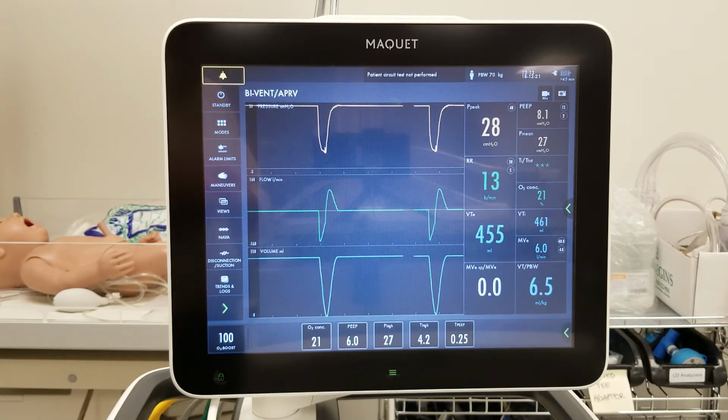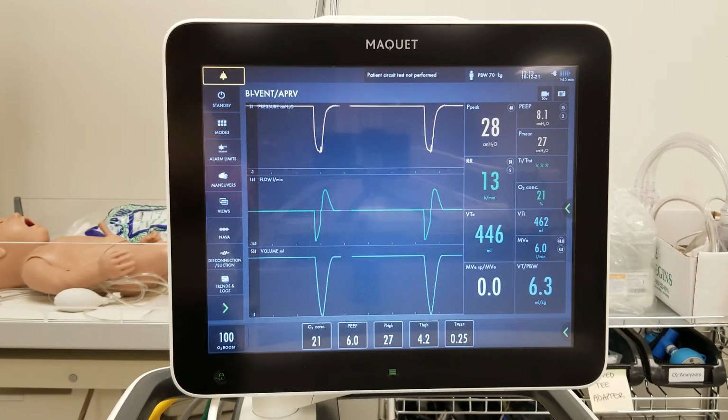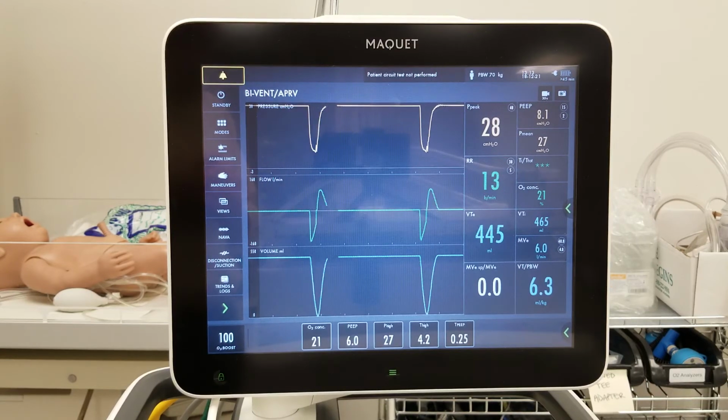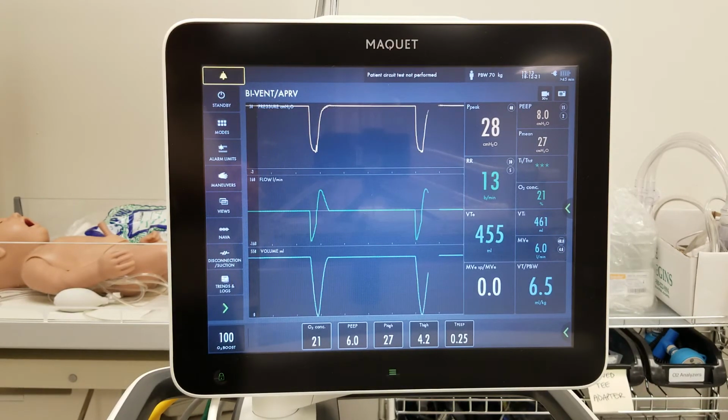Okay, last thing, we're in pressure-limited ventilation. What are you worried about? Anytime we're in pressure-limited ventilation, we're worried about volumes. And so if this patient's compliance worsens, what do you think will happen to volume? It will go down. And if the patient improves, it'll go up.